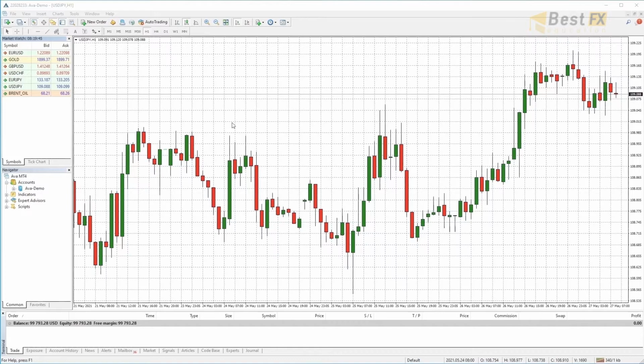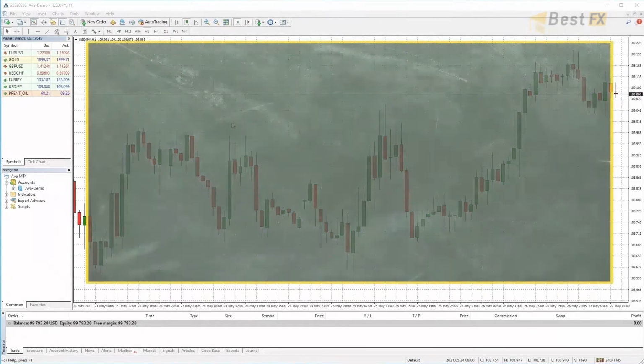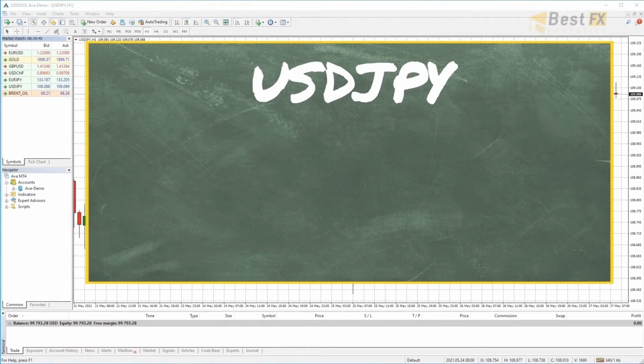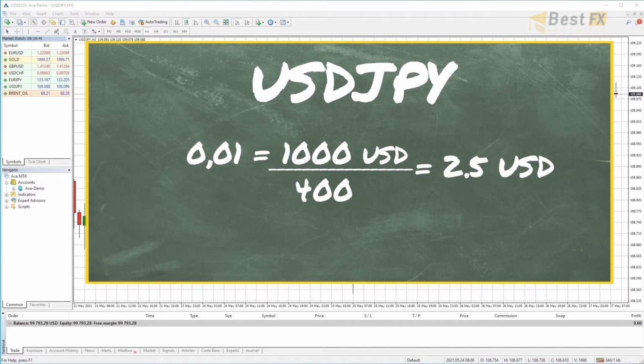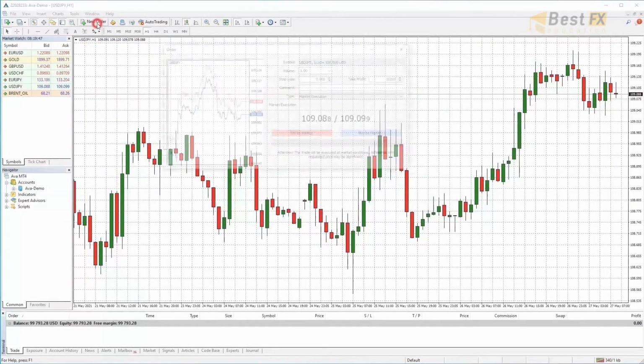We touched on lot sizes in the previous lesson. Now let's relate this lesson with the lot subject. Let's rebuild our first example on the USDJPY pair. We explained that one lot was 100,000 units, mini lot was 10,000 units, and micro lot was 1,000 units. Now we will open a position of one micro lot. Because the leverage is 400, we will use 1 to 400 of the specified lot size, which is equal to $2.5 as margin.